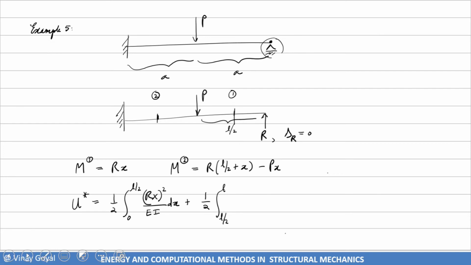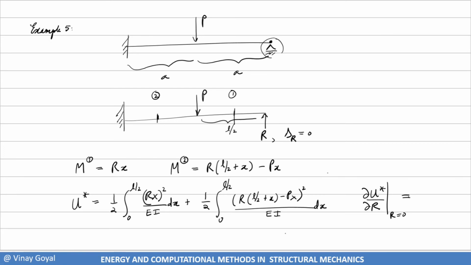No, no, x equals 0. My convention is 0 to L half. And I have R times L half plus x minus px squared divided by EI dx. And now take the partial of u star with respect to R. Set R equal to 0, and then that will give you, I'm sorry, don't set R equal to 0. Do not do that. Set the deflection equal to 0 so you can find R, the reaction force. Very exciting. I won't do this because I already kind of did that in the previous example.